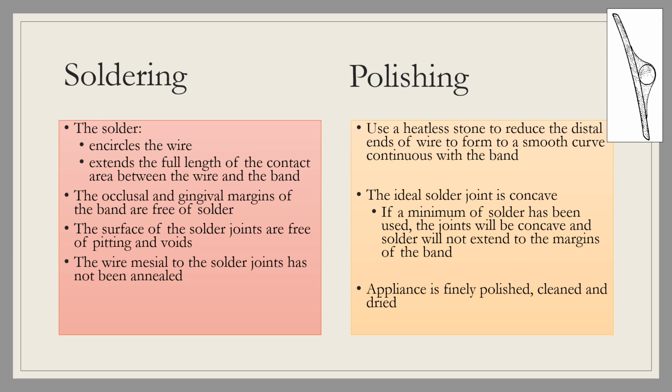Then you can do the polishing, usually with a heatless stone, to reduce the distal length of the wire to form a smooth curve continuous with the band. The ideal solder joint is concave. If a minimum of solder has been used, the joint will be concave, and solder will not extend to the margins of the band. The appliance should be finally polished, cleaned and dried.